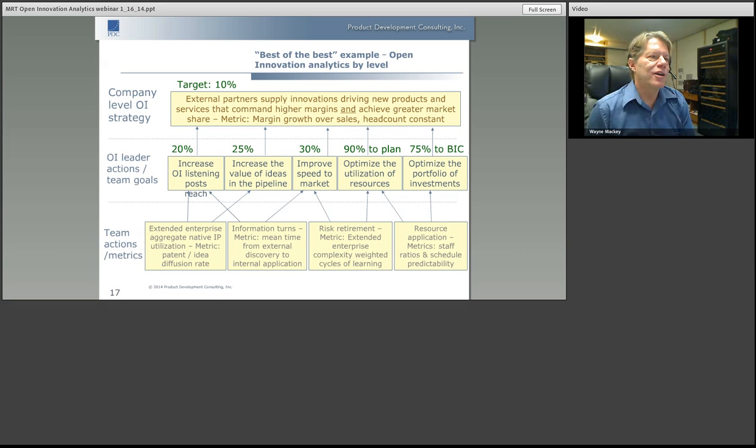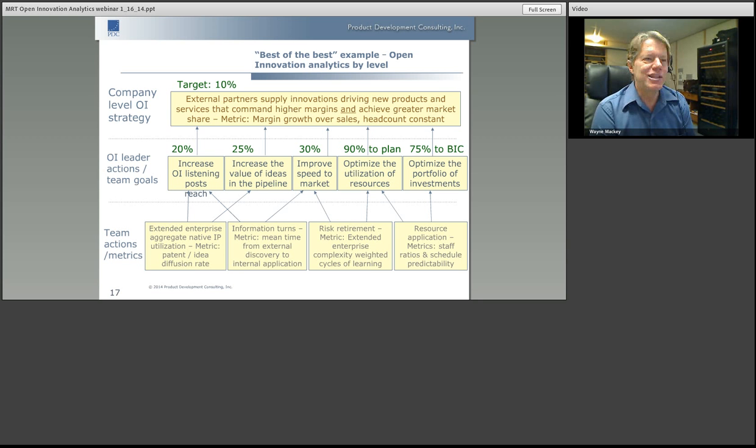The second one, arguably one of the best metrics I run across anywhere at a team level, and that's information turns. Some of you may be familiar with inventory turns in a factory. That's where we have to buy a bunch of parts, we add value to them, and then we get paid when we produce a product using that. How fast we do that is our inventory turns, and that's an oversimplification, but that's the nature of turns.